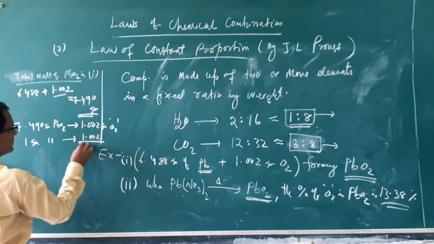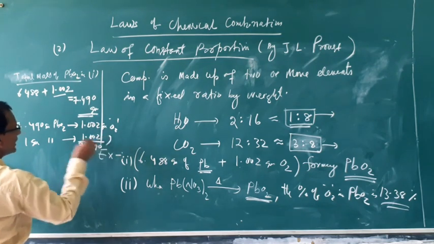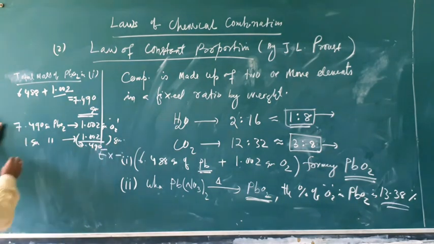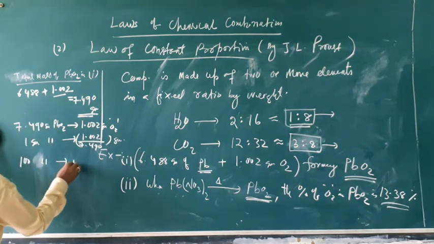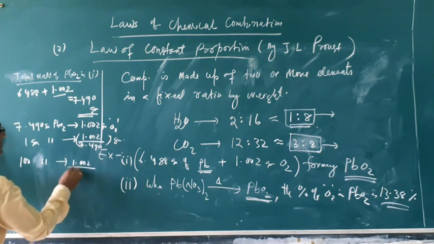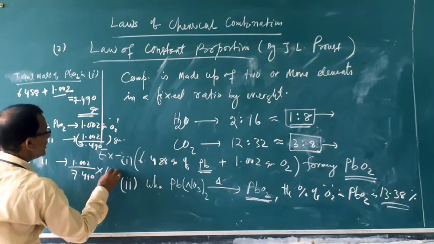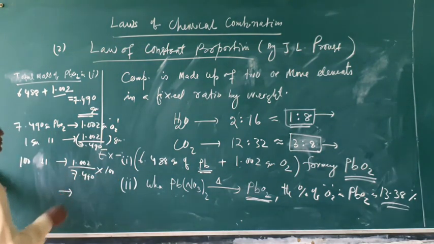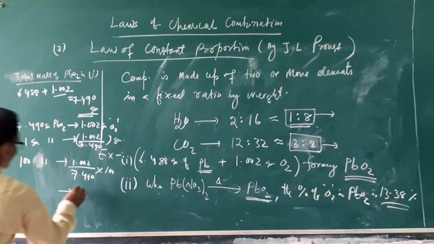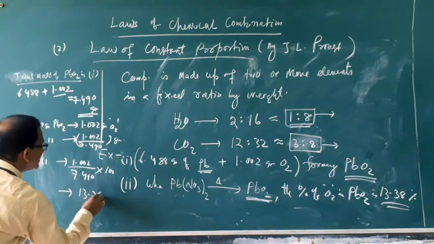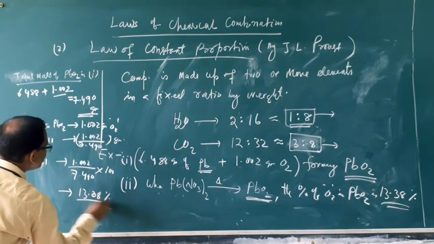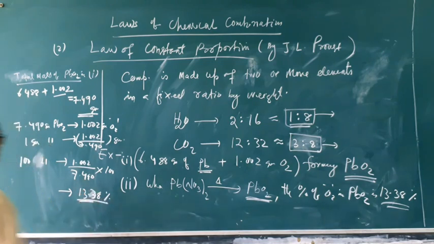So 1 gram will be how much? 1.002 by 7.490 grams. Then 100 gram will be how much? 100 gram of PbO2 contains how much? 1.002 upon 7.490 into 100. If you calculate, the result will be 13.38%.